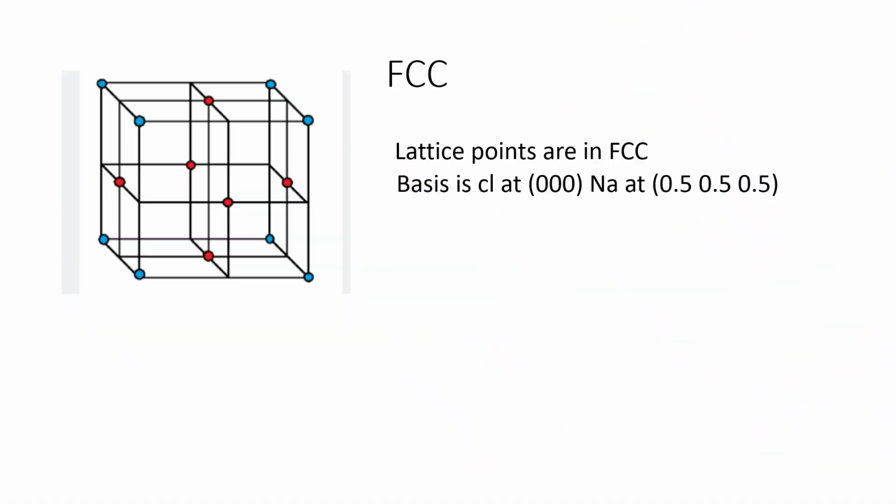Next, FCC. How is it FCC? Yeah, the same thing, that this is an FCC. This is a basis and the lattice is FCC, and the basis is Cl at 0, 0, 0 and Na at 0.5, 0.5, 0.5. So I explained it there only. I have included this slide to explain, but I explained it before.